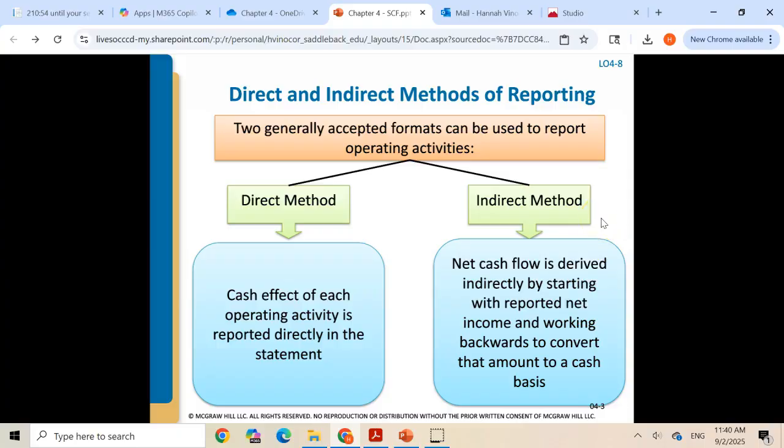There are two methods of reporting the operating activity section of the statement of cash flows. And we're going to go through each of them, but the direct method shows the cash effect of each operating activity, and it's reported as a cash inflow and cash outflow directly on the statement. And indirect starts with your net income and works backward to convert it to an amount that is on a cash basis. And we will take a look at that in a few slides.